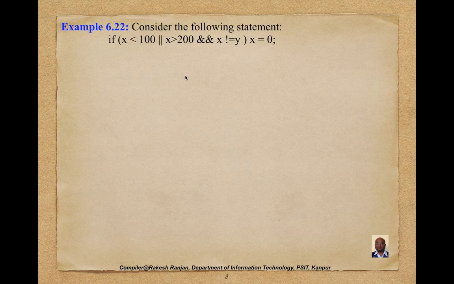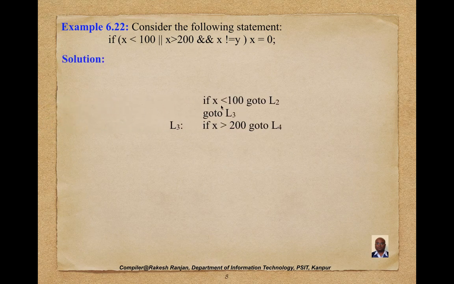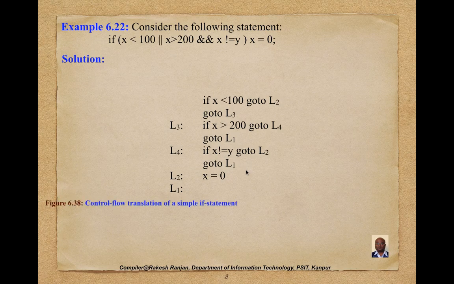Next we have one more example. Consider we need to write if x is less than 100 or x is greater than 200, and implement it. What we can do, we can write if x is less than 100 then go to L2, go to L3. So we are coming here at L3 if the condition is true, and we are checking whether x is greater than 200 or not. Otherwise go to L4. So it's very simple to implement here.